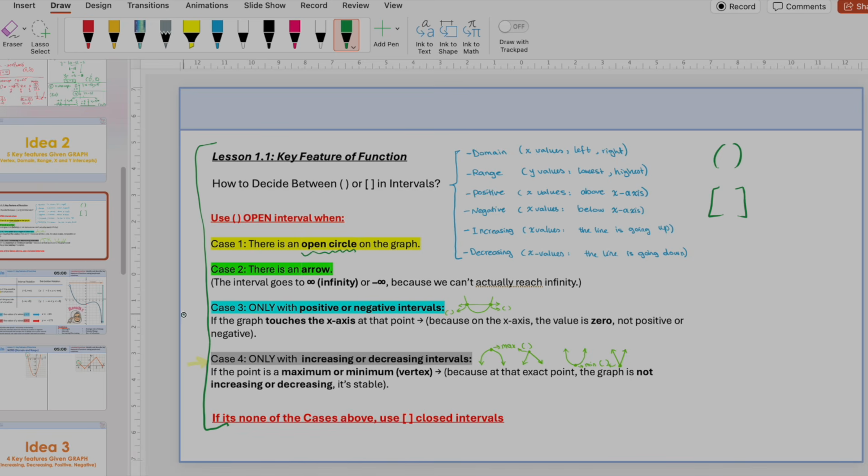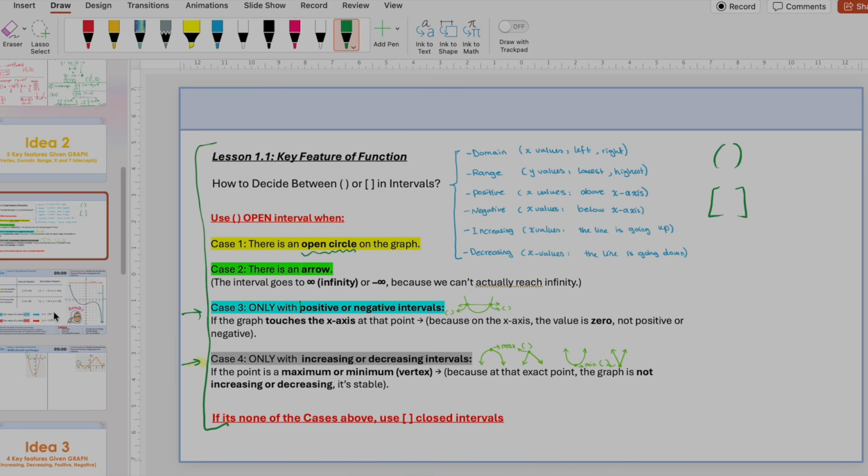And we have some cases. When you are talking about positive and negative intervals, which is going to be our next slide, I'm not going to mention it now. So simply when you have an open circle or an arrow. Later on, I'm going to show you some special cases for positive and negative intervals, increasing and decreasing intervals.